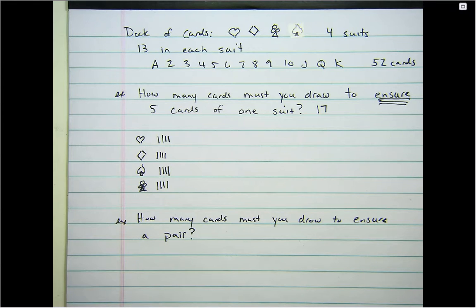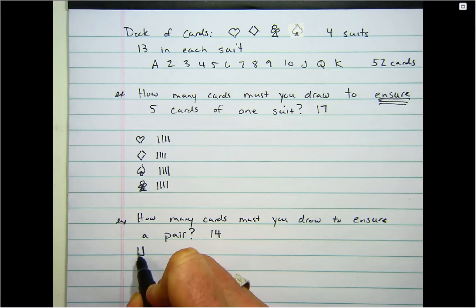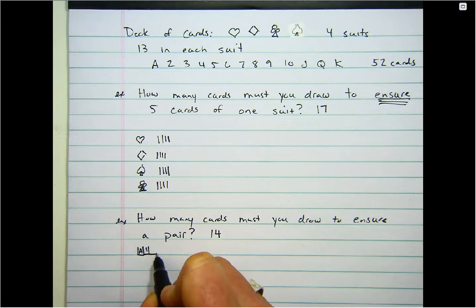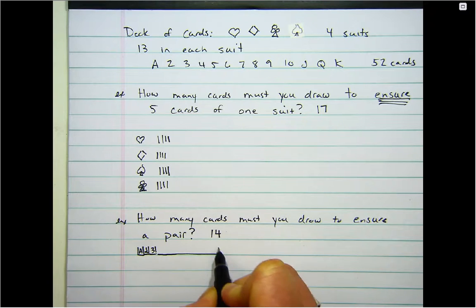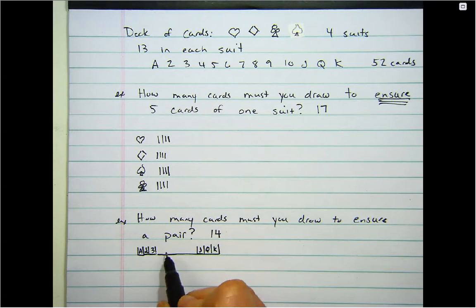So think of yourself dealing out these cards and you just keep not getting a pair. How long before you have to get a pair? Yes? 14. 14, good job. Okay, so maybe your first card's an ace, then you get a 2, then a 3, and so on. And you get one of every one of these 13 cards, dot, dot, dot. One of every one of the 13 cards, then your next card has to give you a pair.